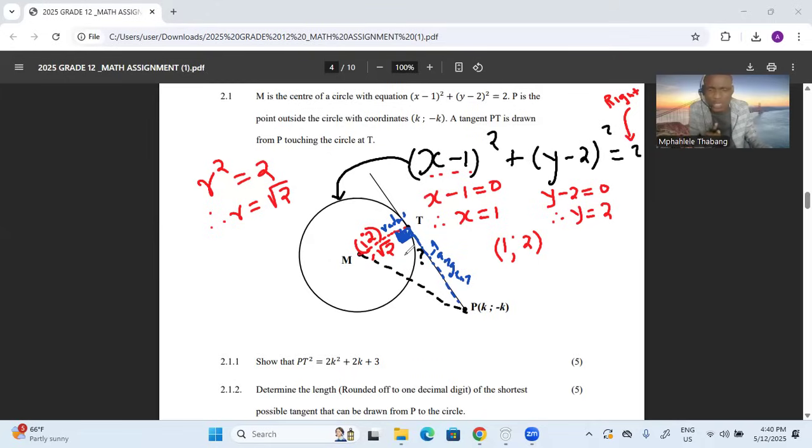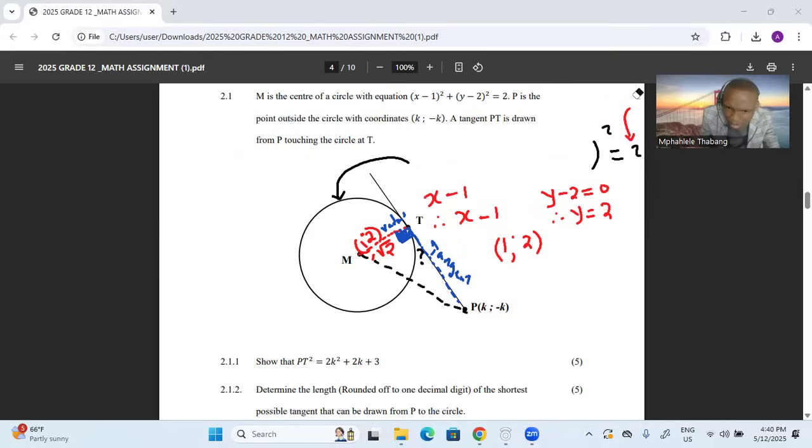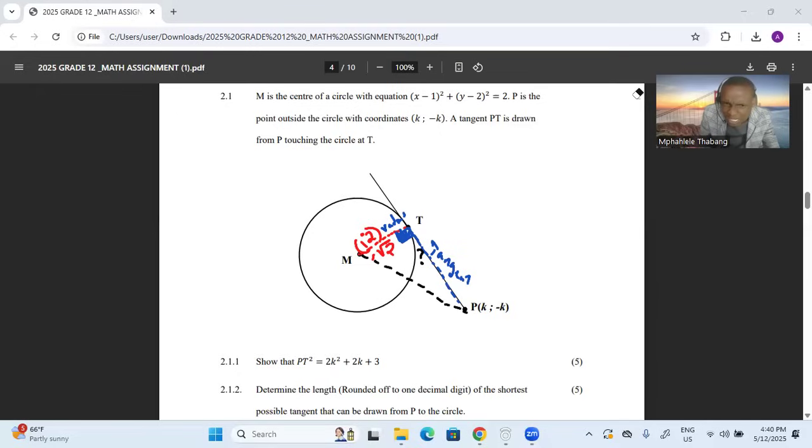Okay, watch out for the details. I have the radius, I have the distance from M to T. Can I try to find the distance from M to P? Yes, but I will find the distance in terms of K. I'm going to try to find the distance from M to P. I won't try to find the distance from P to T using the distance formula, just because I don't have the coordinates of T.